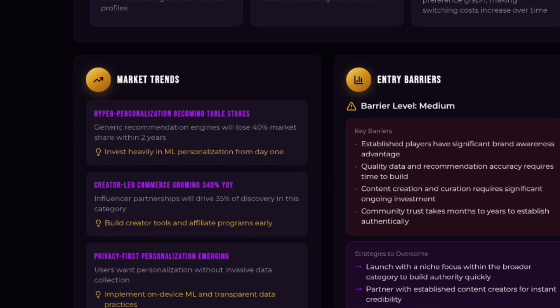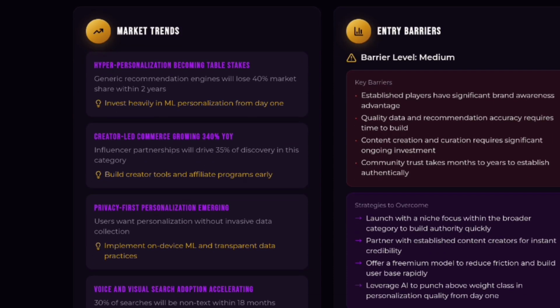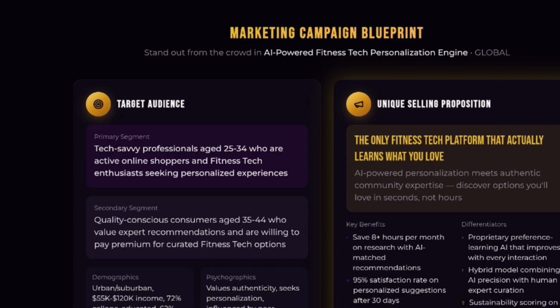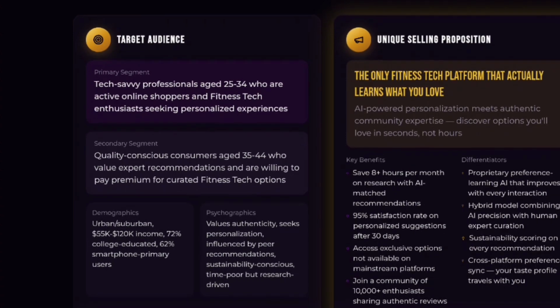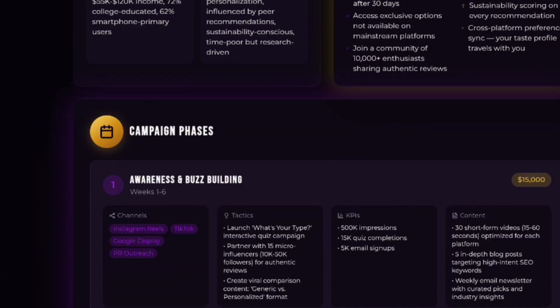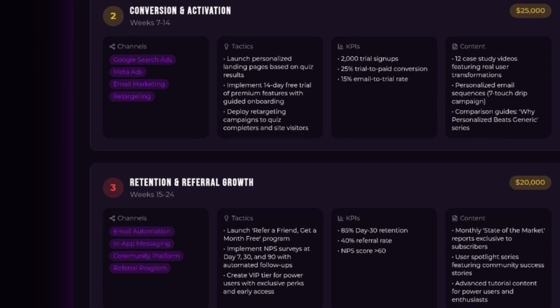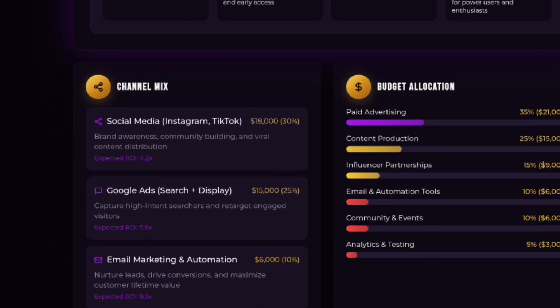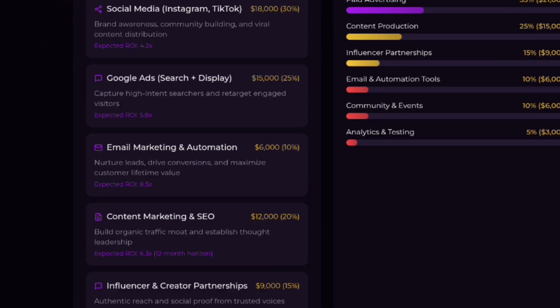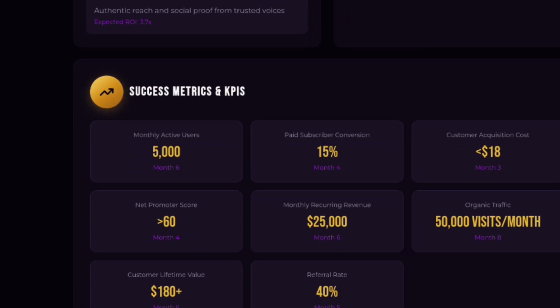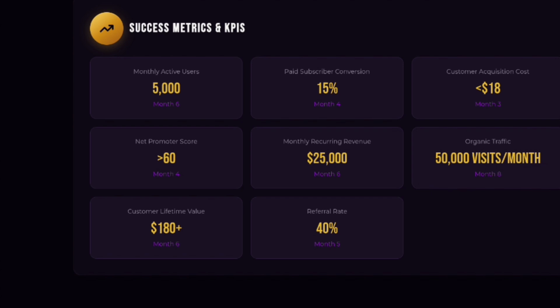The market trends, looking at what's kind of in and out, and as I said, there's more longevity in some of the stuff. And then there are entry barriers. So there are some things that are very hard to get into. You need a lot of financial backing behind you to be able to really take off. So here you can see the target audience, unique selling proposition, and then the campaign phases, how you can go from awareness to buzz building, conversion and activation, retention and referral growth, and then channel mix and budget allocation. So you can see it's a full comprehensive business plan that can take you from A to B to C to D all the way to Z.